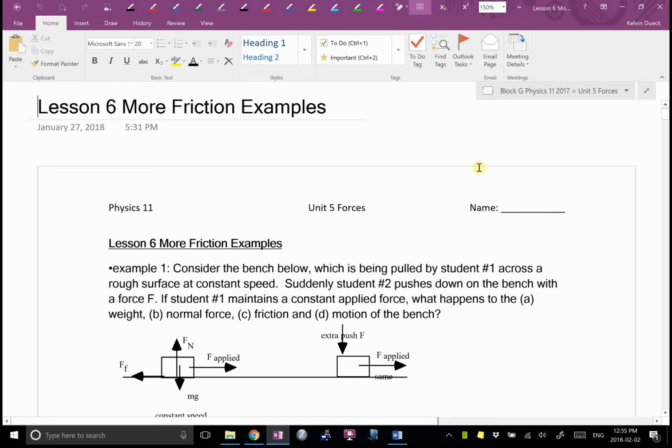So, lesson 6, more friction. Nick, I'm going to pick on you. Nothing bad. Nick, have you ever pushed the benches in the gym across the floor by sliding them?